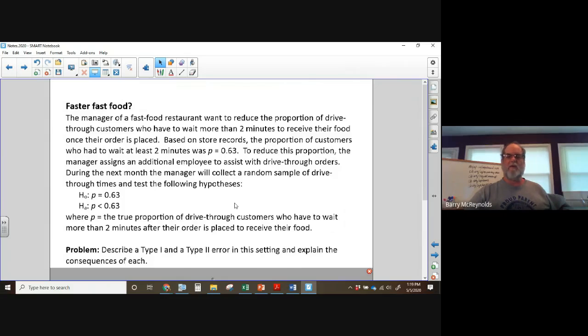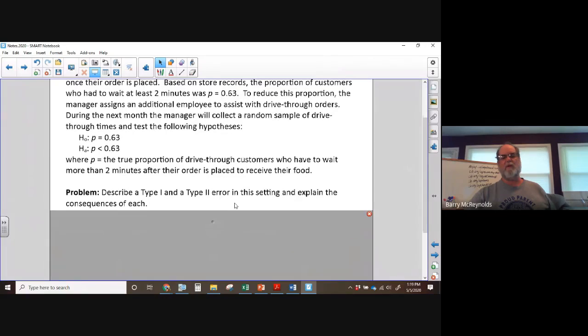Okay, so I think a really valid question that will come up in a couple of weeks for you guys is, in this context, describe type 1 and type 2 error. Okay, so that's part of it. And the second part will be to explain the consequences of each. So that one is kind of the interpret question. And again, I think that's fair game for the exam on the 22nd.